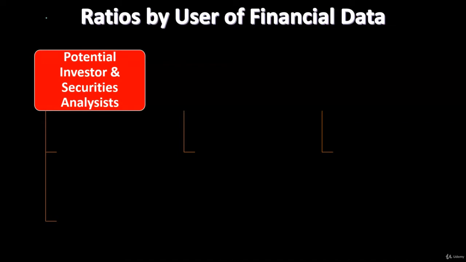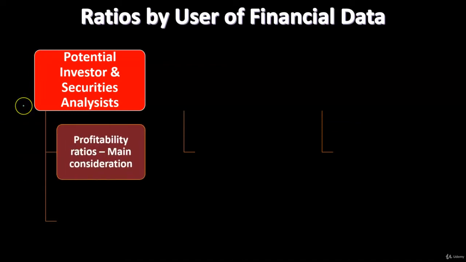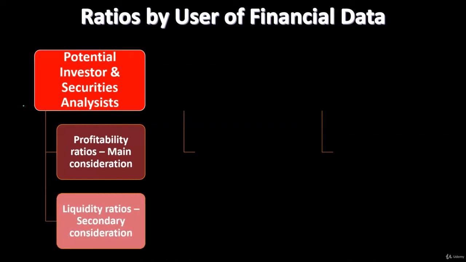So, ratios by user of financial data. If you think about different users, what are going to be the ratio groupings that are most important to those users? We have the potential investor and securities analyst. From the standpoint of an investor looking at the financial statements, what ratios are you most concerned with? Typically, profitability ratios are your main consideration. Why? Because if you're thinking about investments, you want to think about what the return is going to be in the future, and whether the risk of your investment is worth the potential return.